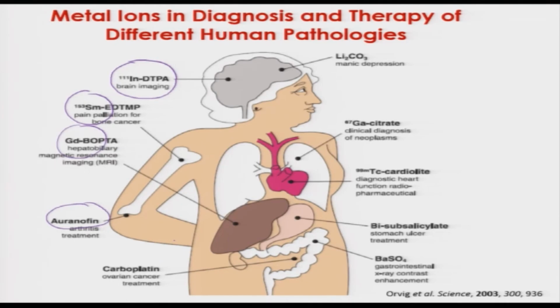Carboplatin, which I am going to discuss in detail in my next lecture, is a platinum complex that has been extensively used for cancer treatment. Barium sulfate is an X-ray contrast agent. Bismuth is used to treat ulcers. A metastable isotope of technetium is utilized as a diagnostic heart function radiopharmaceutical. So, you can see there are many metal ions utilized in diagnosis and therapy of different human pathologies.